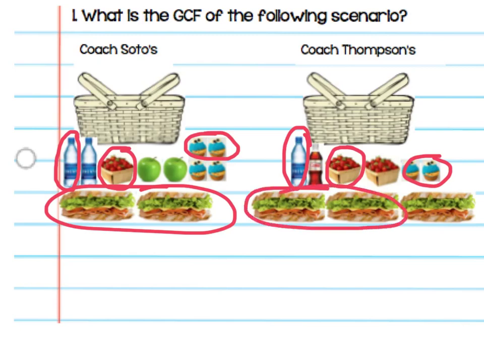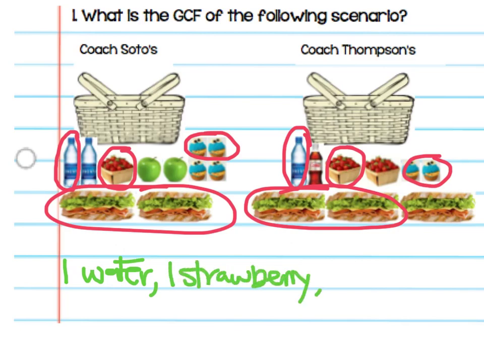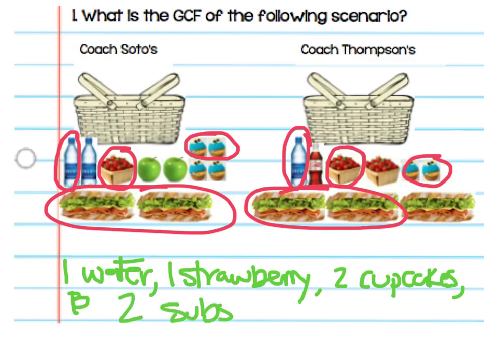So what is our GCF? Let's see. Our GCF is going to be one water, one strawberry, two cupcakes, and finally, two subs. Notice that's the greatest amount of what we have in common. That's the whole point of finding a GCF.